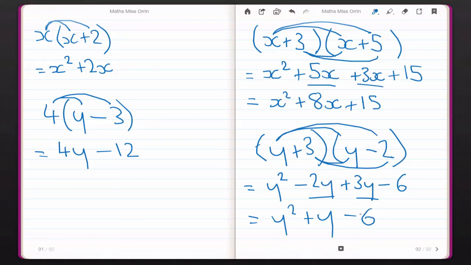So make sure you double check your signs, and you have to times everything by everything when you're expanding two sets of brackets, okay? So don't forget that, and that'll do.